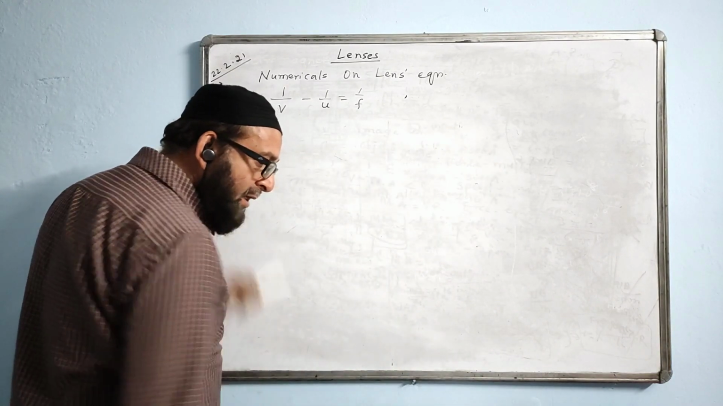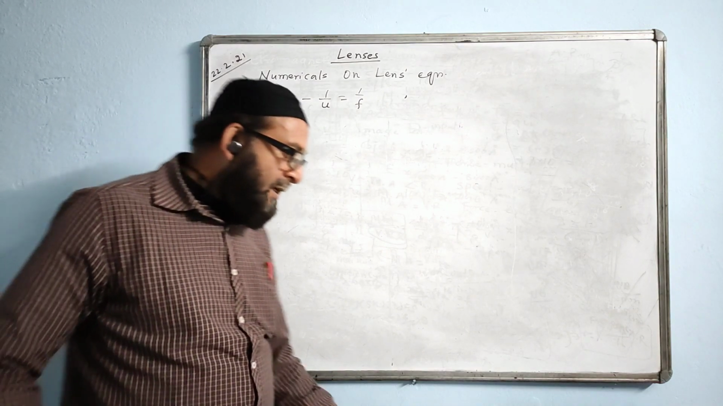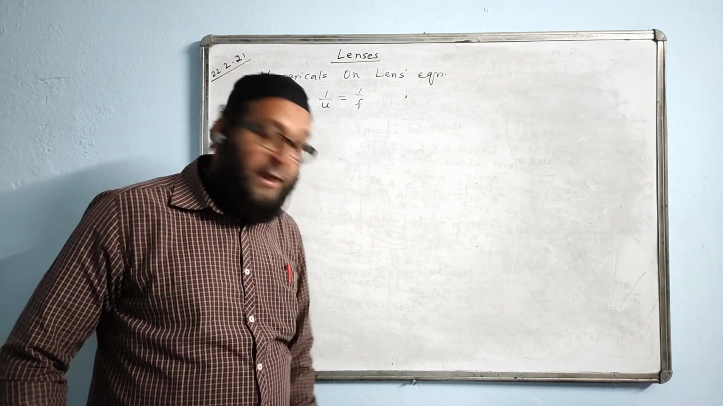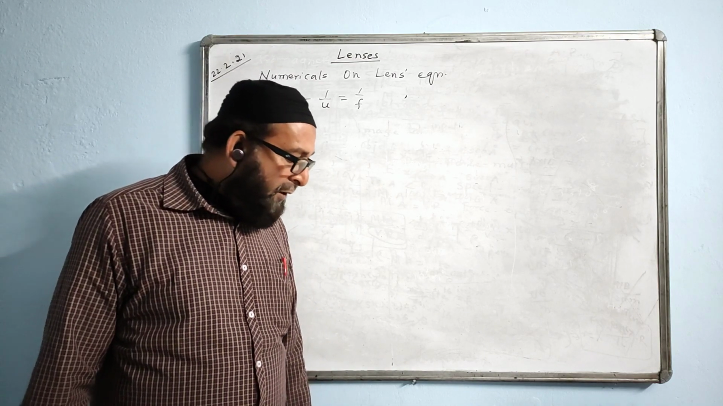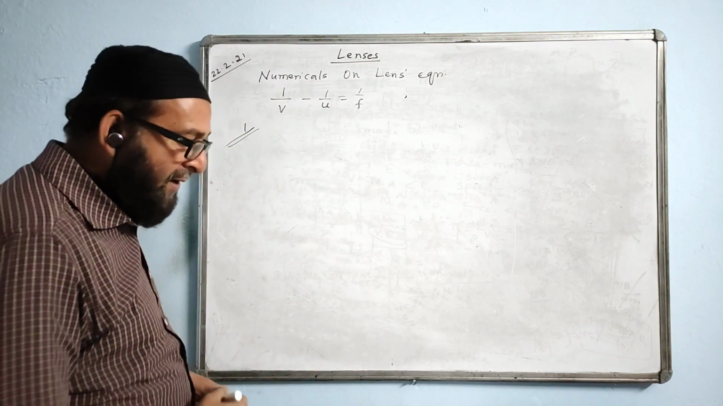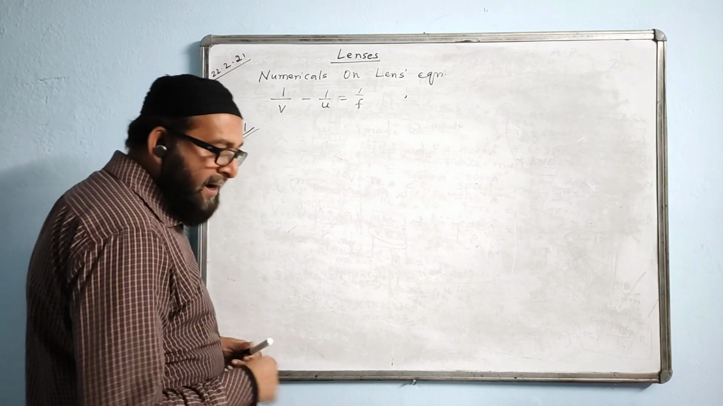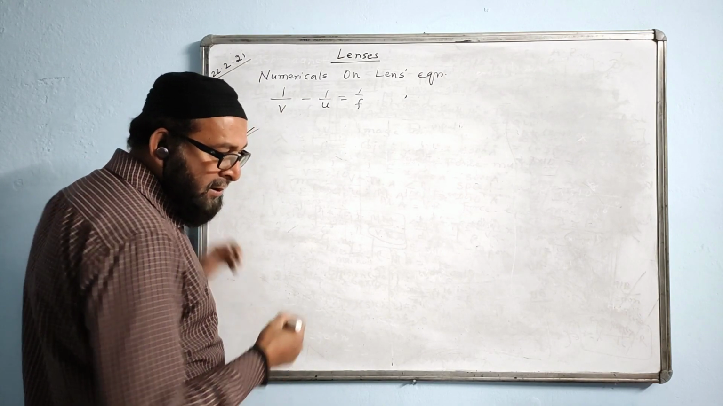Now the next question I read. Question says an object is placed at a distance of 10 centimeter. 10 centimeter is the object distance, in front of a convex lens of focal length 15 centimeter. Find number 1, the position of the image, number 2, magnification, and number 3, nature.